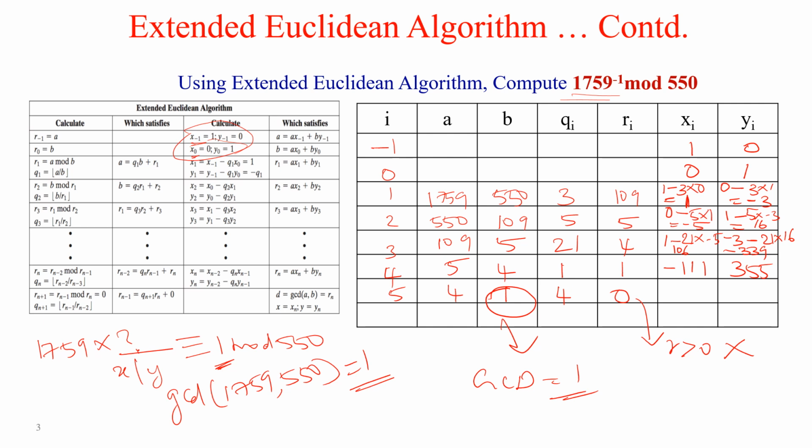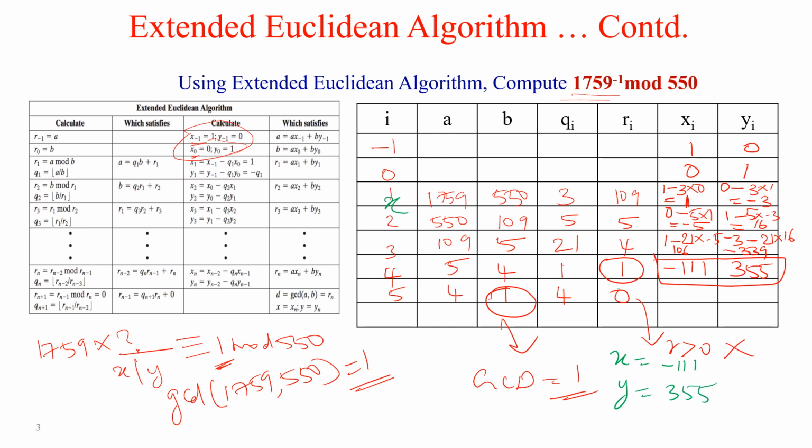So whenever the remainder is 1, because we know that GCD is 1, right? In whichever position you get this remainder as 1, there you have to stop. So this is the final x and y value. This extended Euclidean algorithm is used to find the x and y value, right? So this is the x and y value. So what does x mean here? So x equal to minus 111 and y equal to 355.